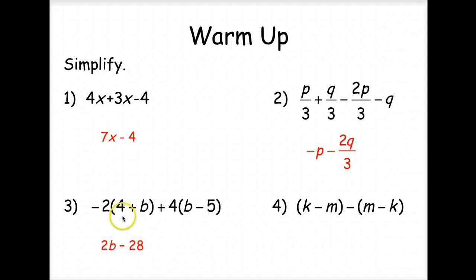And then finally, we've got parentheses, so we're going to have to distribute first across the parentheses. Negative 8 minus 2b plus 4b minus 20. Then we combine our like terms. This one, we're simply going to distribute this minus sign across these, and that's going to make that negative m plus k. So our final answer, 2k minus 2m.